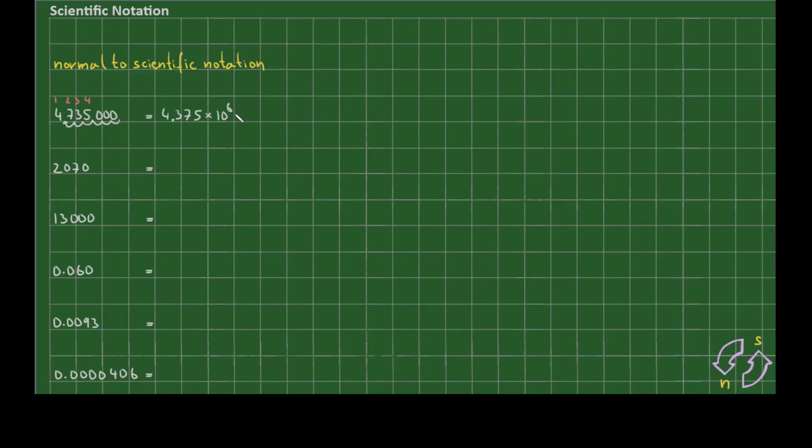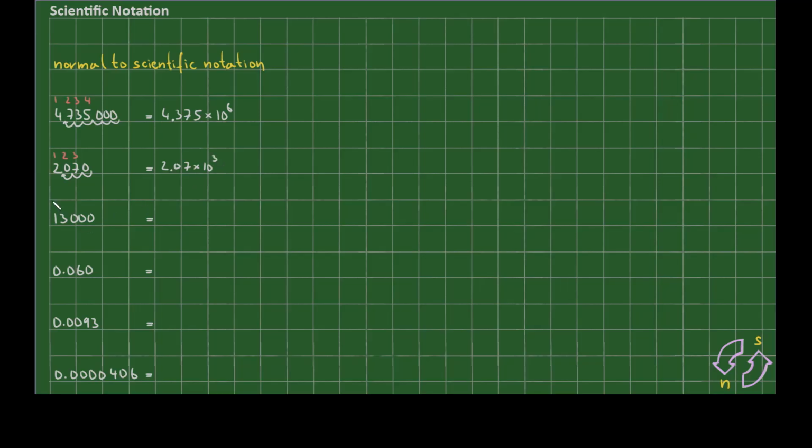I'm going to repeat the process for the value 2070. It has 3 significant figures, and they will be part of the coefficient 207. The decimal will go after the first digit, so I will have 2.07. I'm going to multiply it by 10, and I'm going to count how many times the decimal point has moved. Once, twice, 3 times. So the scientific notation is 2.07 multiplied by 10 to the power of 3.